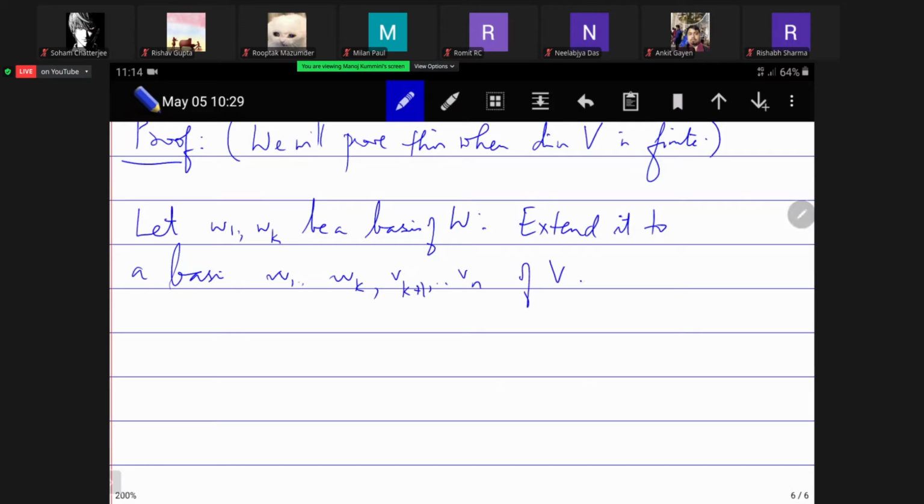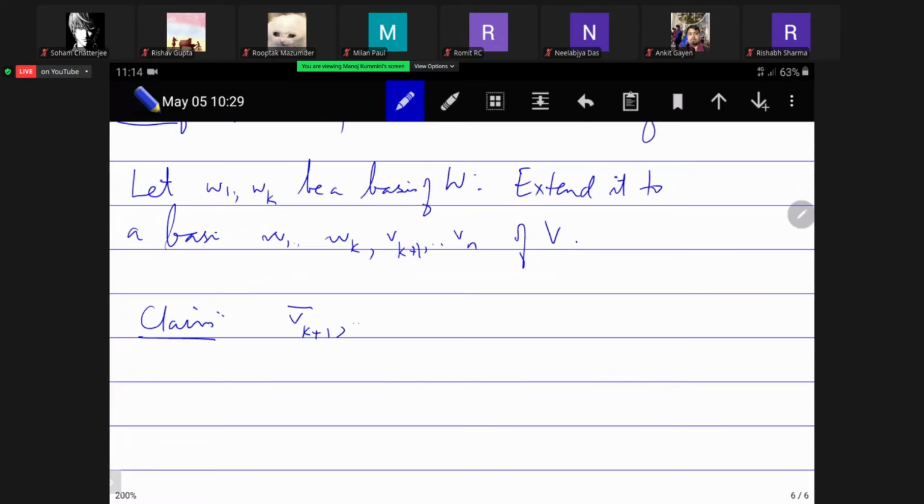Now I claim the following. Of course, W1 bar up to Wk bar are 0 bar, because their difference from 0 is already inside W. So Wi bar is 0 bar. They all give the 0 vector inside V mod W. It's the rest, Vk+1 bar and onward, on which we place our hope, and that is what will work.